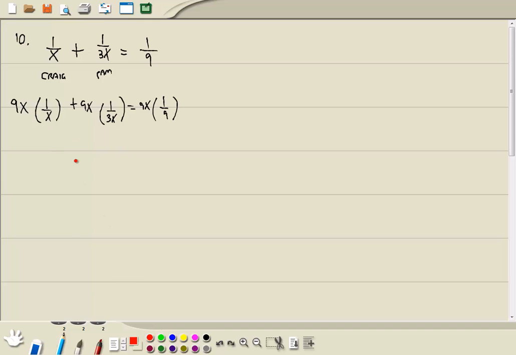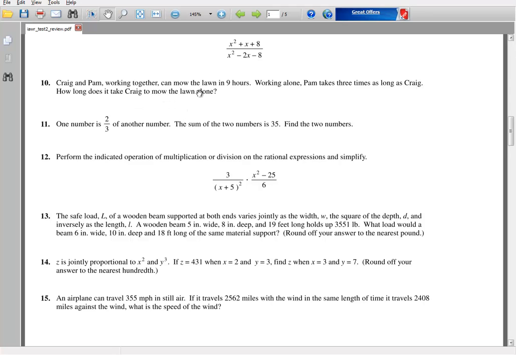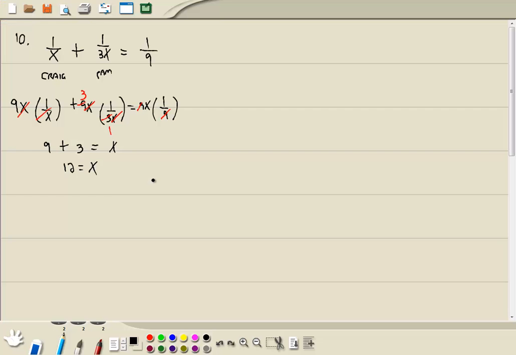Well, these x's are going to cancel. So those are gone. This x cancels that x. 3 and 9 are both divisible by 3. 3 divided by 3 is 1. 9 divided by 3 is 3. And these 9s will cancel. So I'm left with 9 times 1, 9, plus 3 times 1, 3. And over here, x times 1, x. So we got x is equal to 12. That's Craig. How long does it take Craig to mow the lawn alone? Okay, that's all they're asking for, I guess. So that'd be your answer.